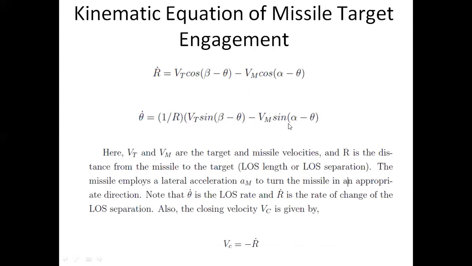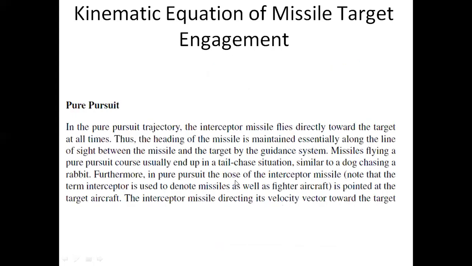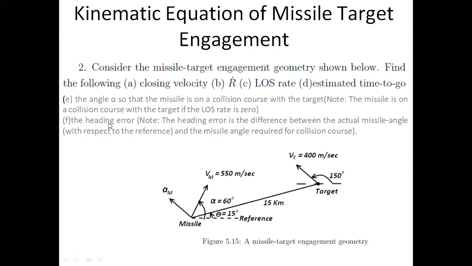Now we don't have the value of alpha. Okay, so this alpha is here. We have alpha. No, it was given in the earlier question. Now in part E, that is your next part, we need to find out alpha so that your missile will be on the course of the target.